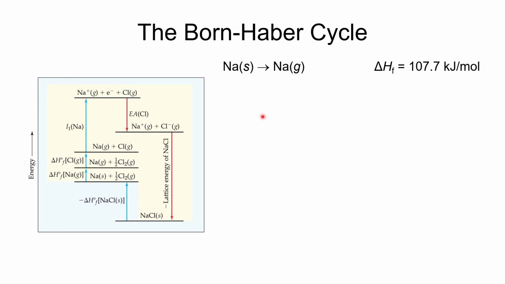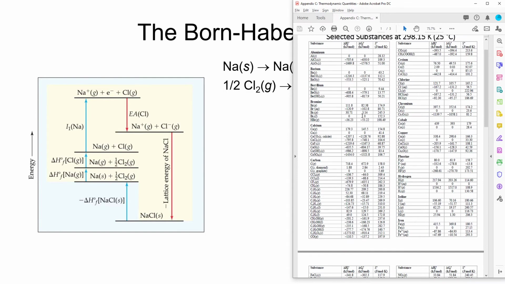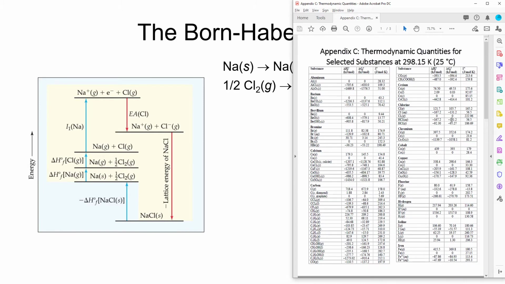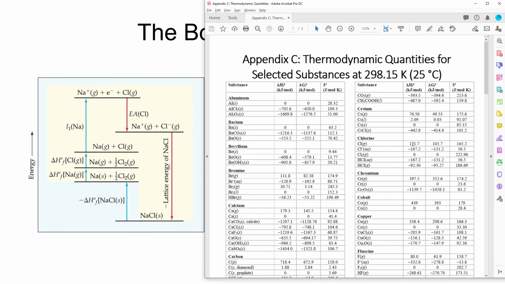All right, 107.7. Then we want to take half a mole of Cl2 and convert it into 1 mole of chlorine atoms, again, all in the gas phase. Again, we're going to want the delta H of formation, and so just to show you where I got that, there's chlorine, and you'll see 121.7. I could make this bigger. There you go, 121.7.